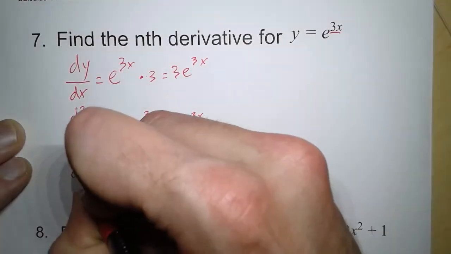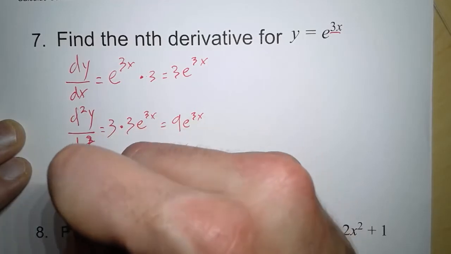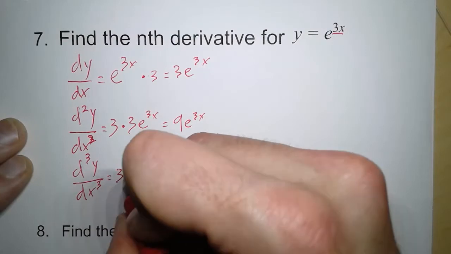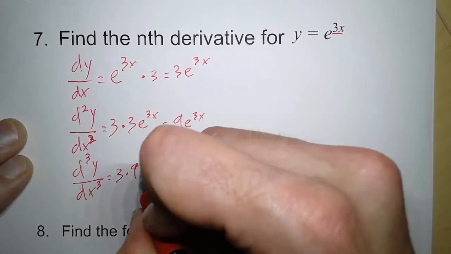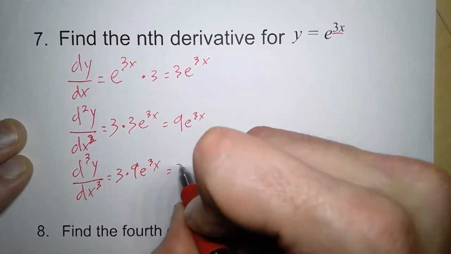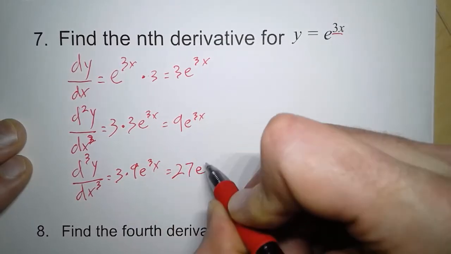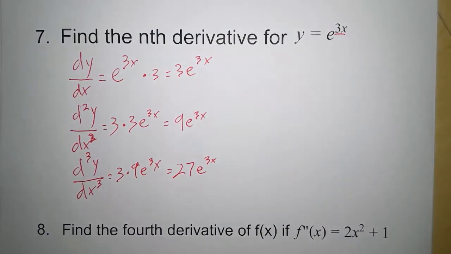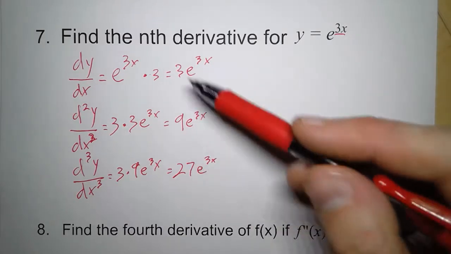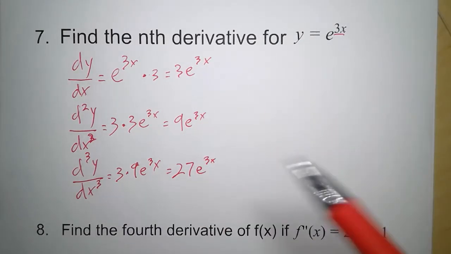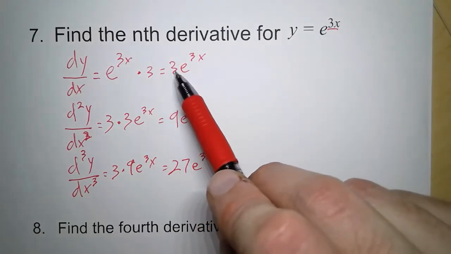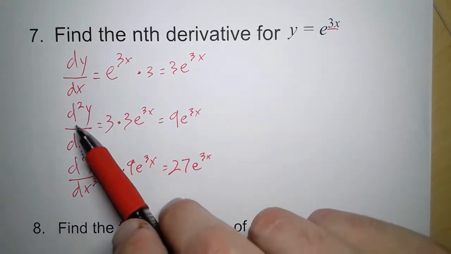And so to find the third derivative, d3y over dx cubed, now we're going to have 3 times 9e to the 3x, or 27e to the 3x. Now, they all have e to the 3x in common, which is good. What's different about them is this: 3, 9, 27. But these are all powers of 3. This is 3 to the first, this is 3 to the second, this is 3 to the third. And they match up: first derivative, second derivative, third derivative.